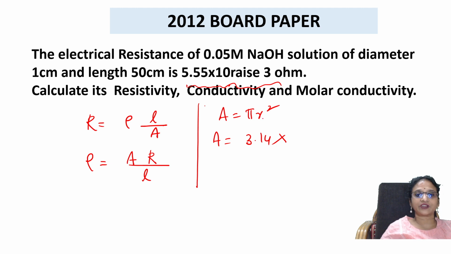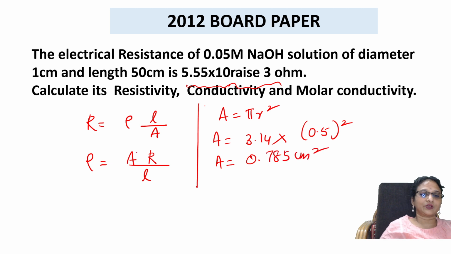So 3.14, and how much is the radius, students? Length and diameter are also given. The radius is 0.5, squared. What is the value of A? It comes to 0.785 centimeters square. Done. Okay, A is done. How much is the length given? The length given is 50 centimeters. Now substitute the whole thing in the formula.